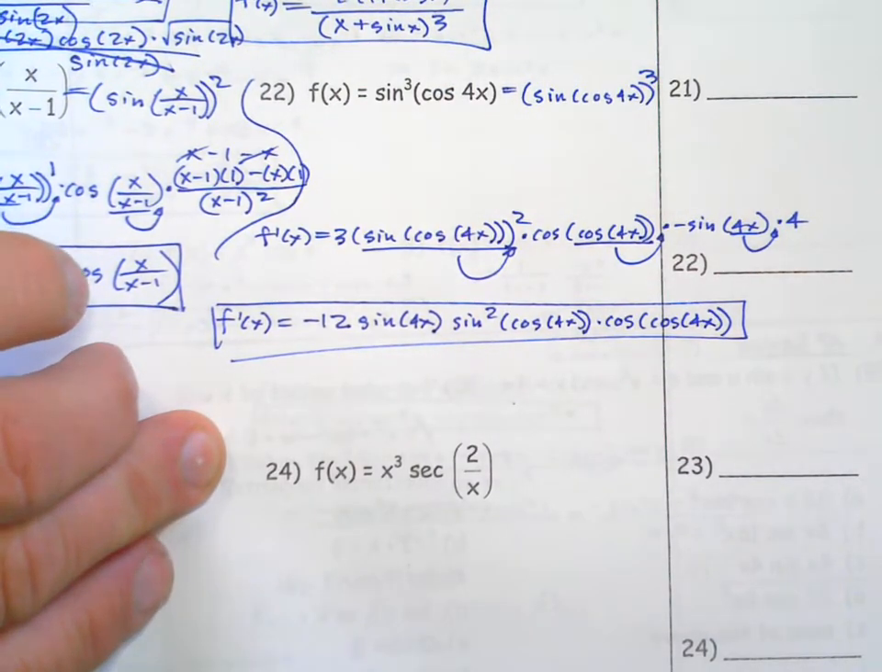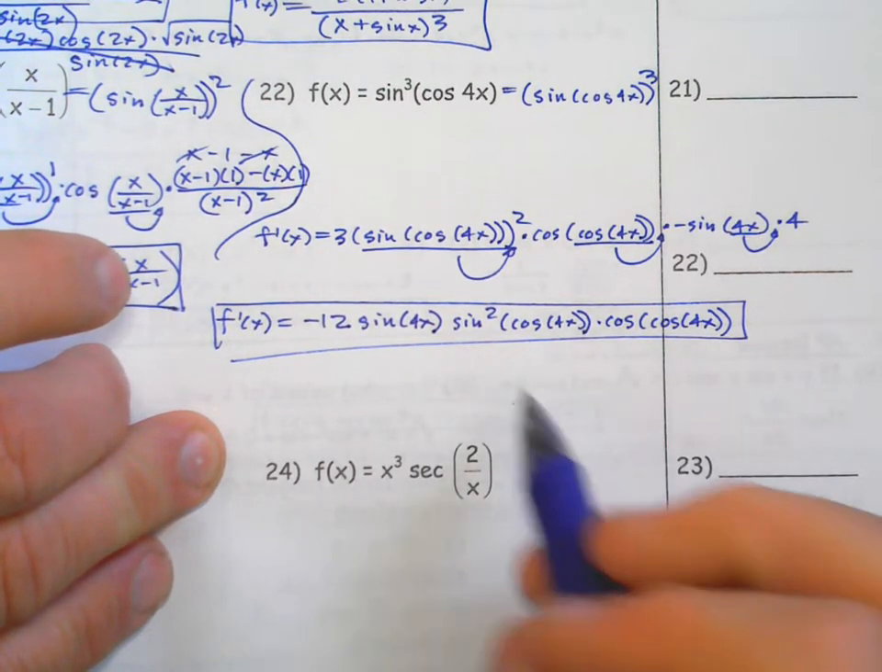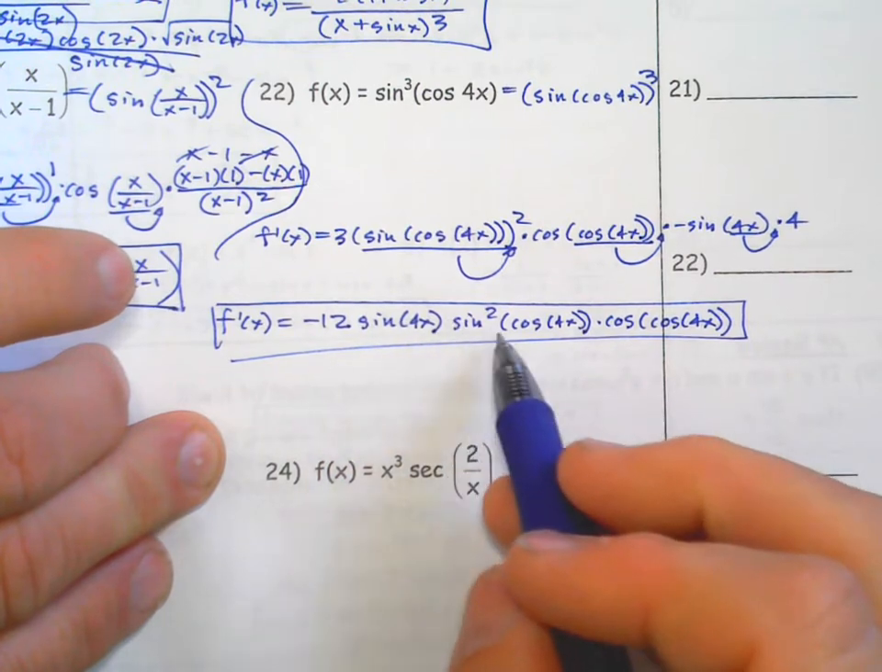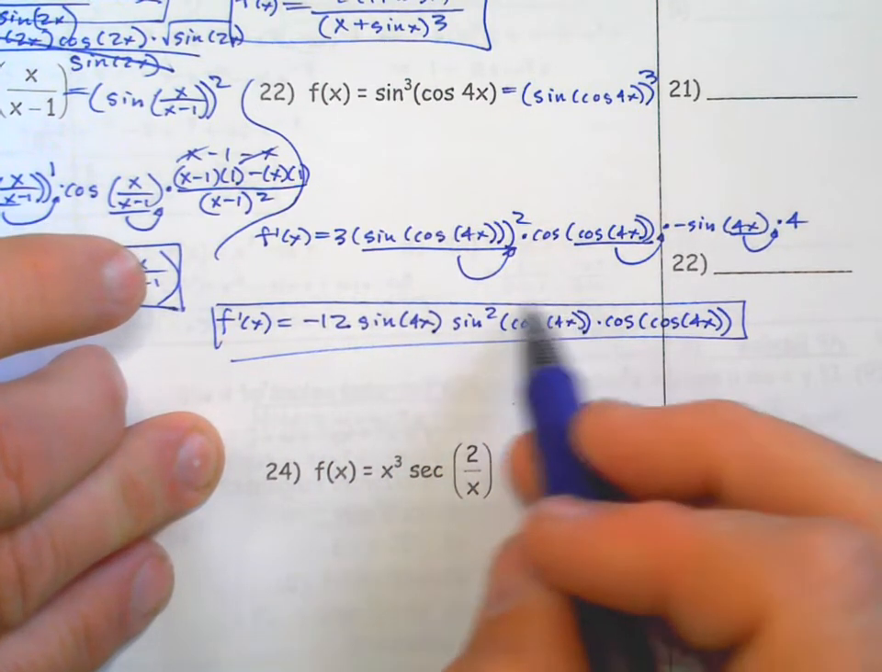You can't, like I said, this is not cosine squared. And you can't combine these together and say sine cubed because this is sine of 4x. This is sine of cosine of 4x. It's different. It's inside that.